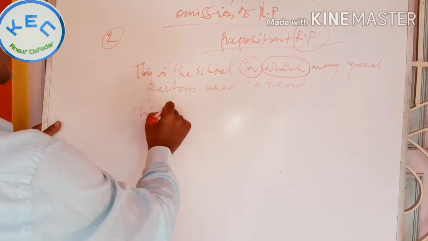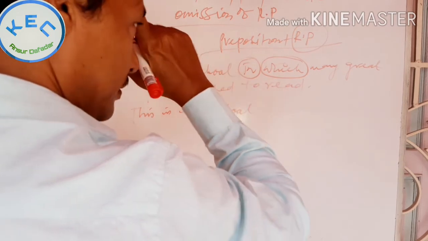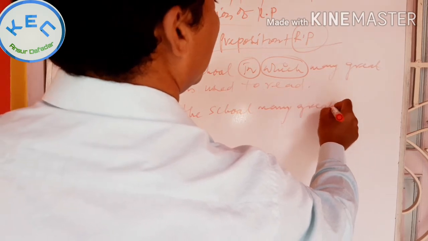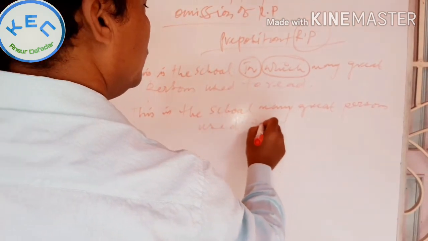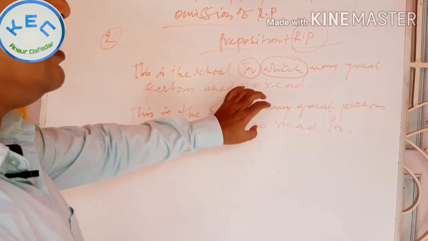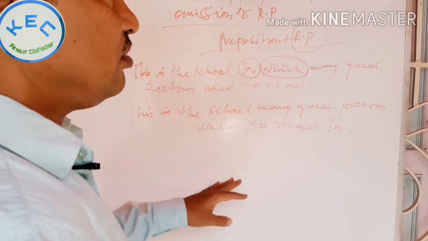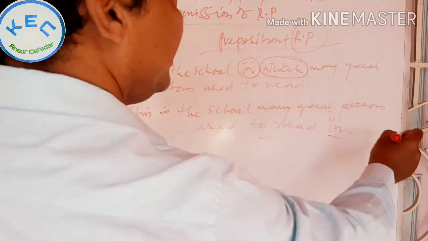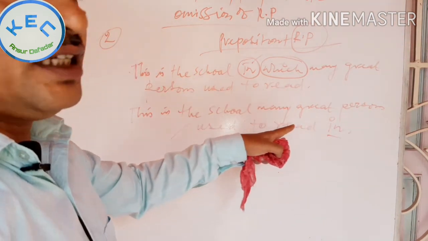This is the school many great persons used to read in. In this sentence there is no place for a relative pronoun. This is grammatical, this is all right, and this preposition is placed at the end of the sentence. So this is also justified, and in this case we may omit the relative pronoun.